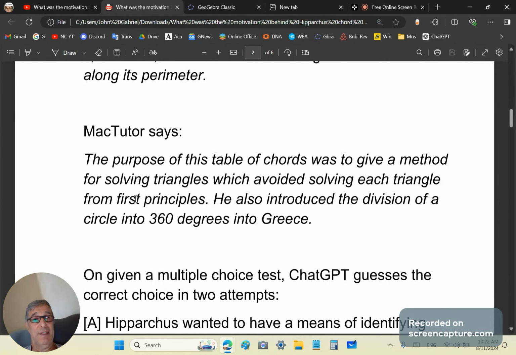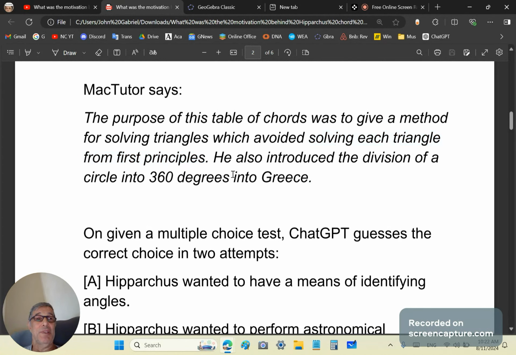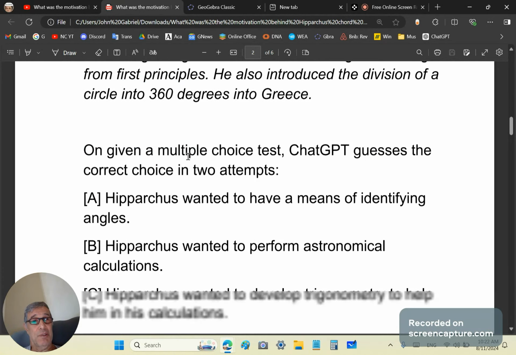MacTutor says the purpose, and this is the funniest of the lot, the purpose of this table of chords was to give a method for solving triangles. What on earth does solving triangles mean? Which avoided solving each triangle from first principles. Wow, that's quite fascinating because I bet you not even professors understand this. What does solving each triangle from first principles mean? And then he also introduced the division of the circle into 360 degrees.